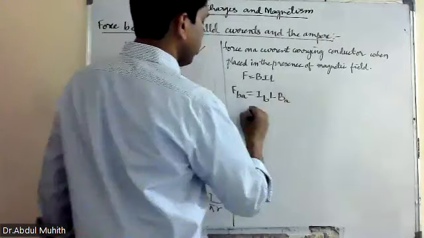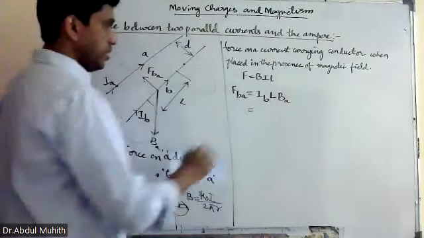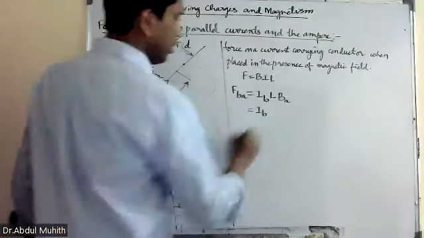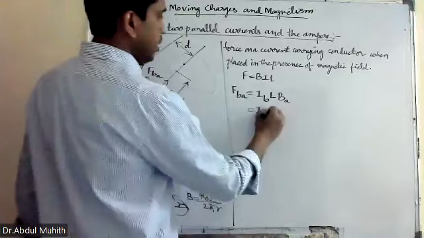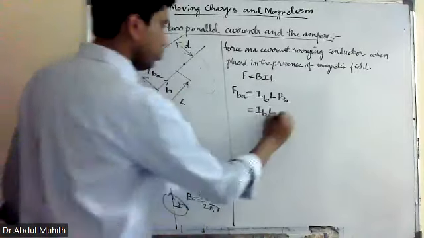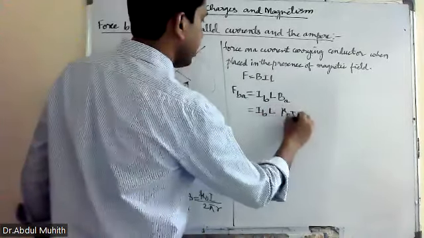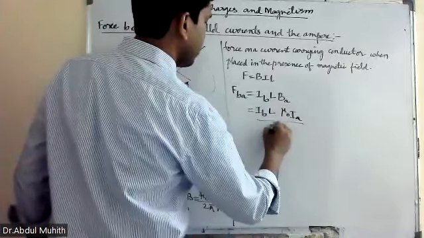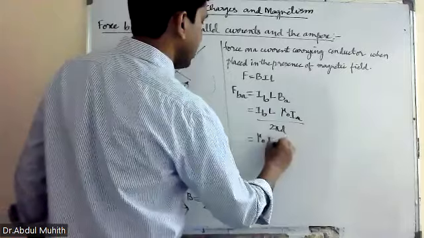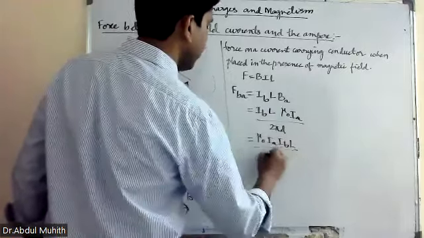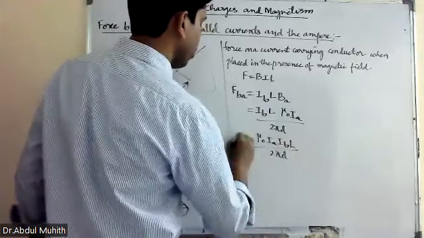BA. So what is the formula now? IB is as it is. L is the length of the wire. Then we have BA. What is BA? Mu 0 IA divided by 2 pi D. So we write in a proper order: mu 0 IA IB L divided by 2 pi D. This is the formula for force on B due to A.